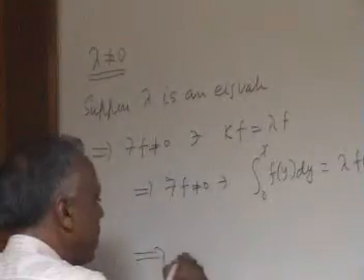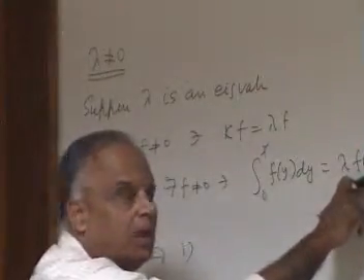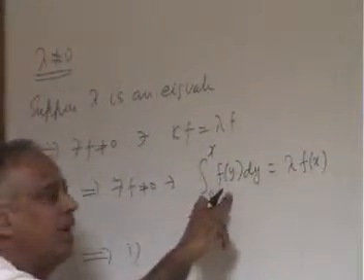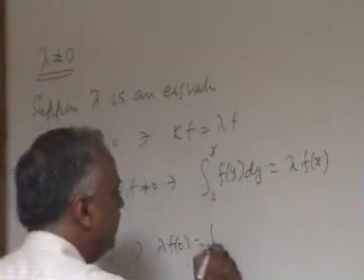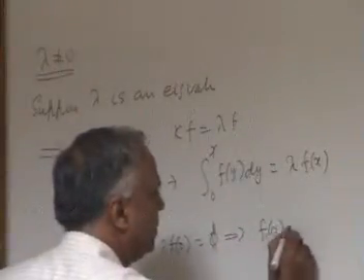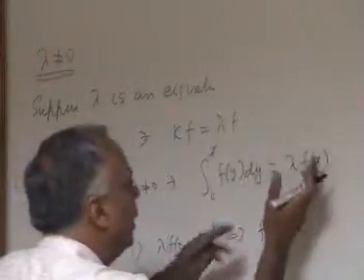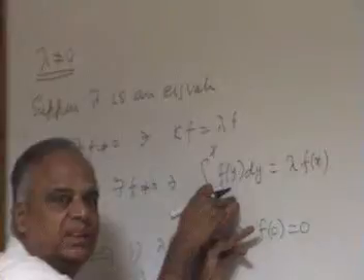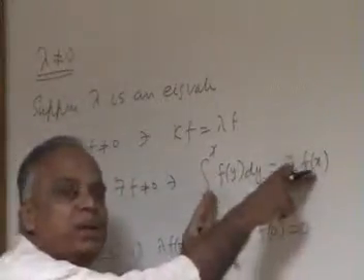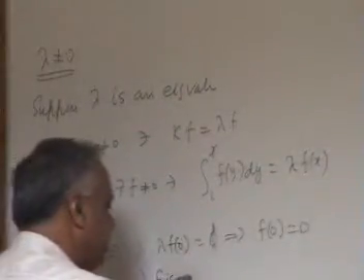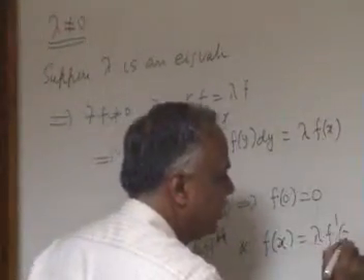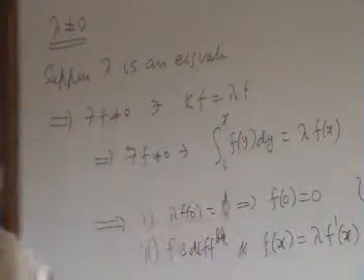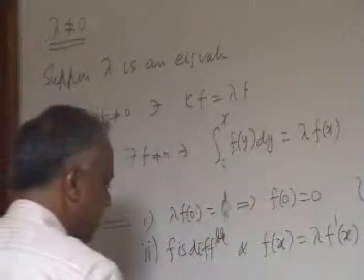This implies two things. One, if I evaluate it at 0, I will get lambda f(0) is 0, and since lambda is not 0, f(0) must be 0. Two, this side is a differentiable function because it is the integral of a continuous function, and therefore f must be differentiable because it is equal to this. So f is differentiable, and if I now differentiate both sides, f'(x) equals lambda f(x). Now if you solve this differential equation, the only solution you get is f(x) identically 0. Contradiction.